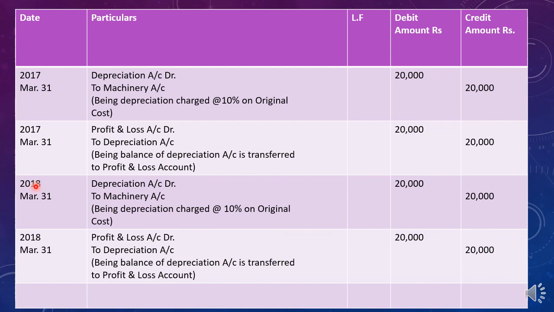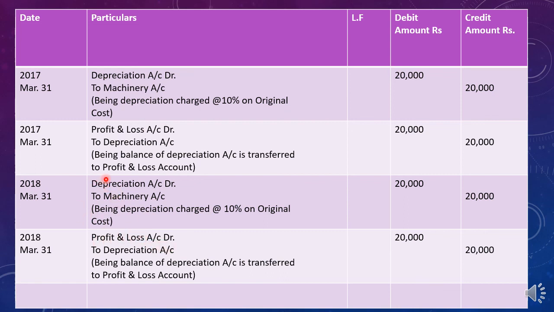Next, third year. If the year is ended on 31st March 2017, again the next financial year will start from 1st April 2017 to 31st March 2018. But students, there is no other transaction in this year also. So what we will do, we will again do the two entries only, charging of depreciation at the end of the year and transferring that depreciation to profit and loss account.